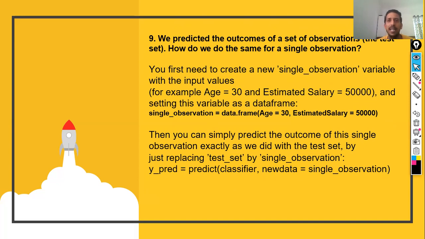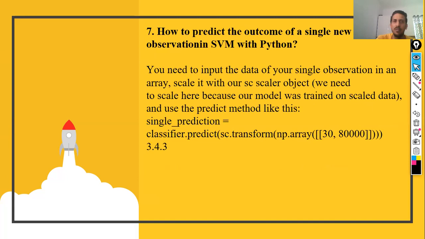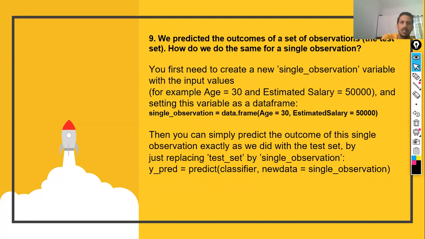The ninth one is we predicted the outcomes of an observation. But then how do we predict it for a single observation? Again, this is probably a similar kind of question to the one we have here. But then let's see what's another way available.